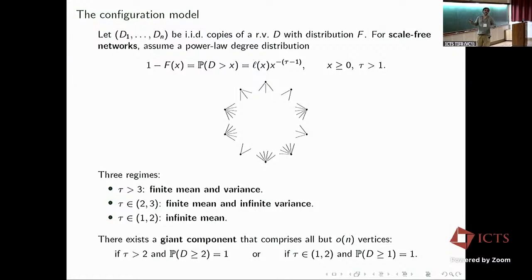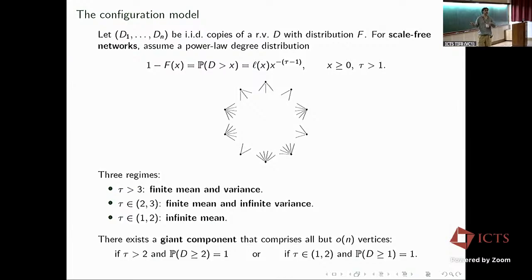The model is, as you know, you pick n vertices, you assign half edges depending on this degree distribution, and then you just match them uniformly at random one by one, or two by two, until you're done. And we have a random graph, a realization of a random graph. Depending on this tau, we have different regimes. If tau is bigger than 3, we have a model where the degrees have finite mean and finite variance. If tau is between 2 and 3, we have a model with finite mean and infinite variance. And if tau is between 1 and 2, we have a model with infinite mean degrees.